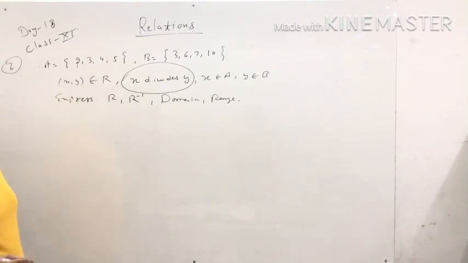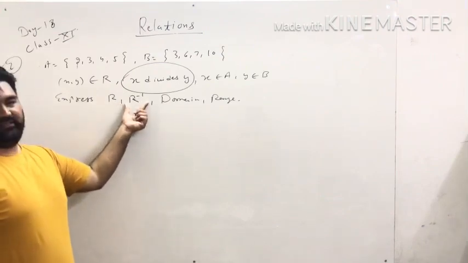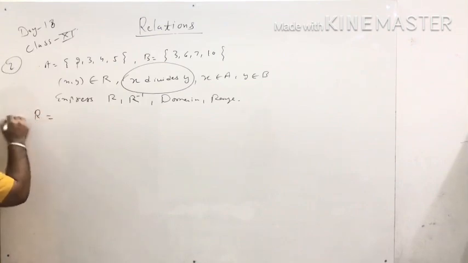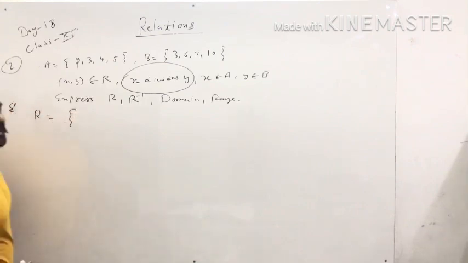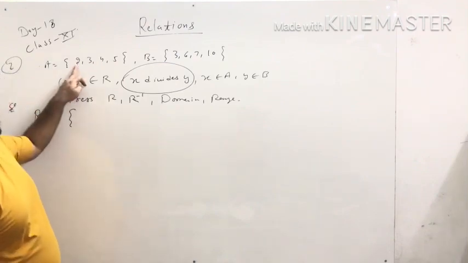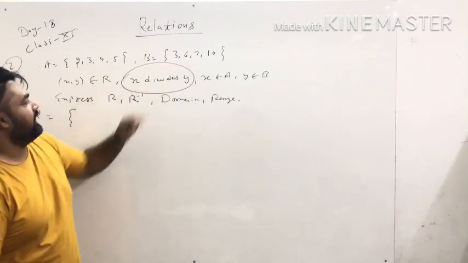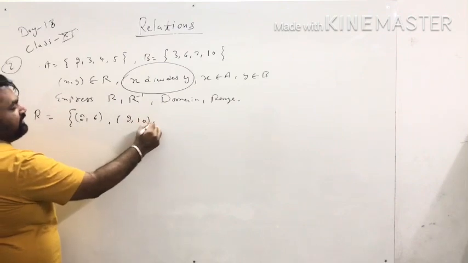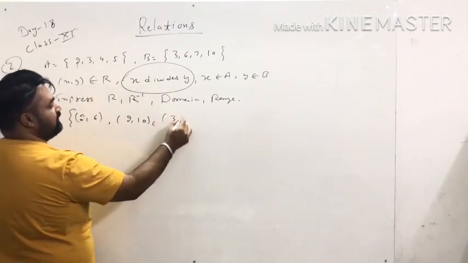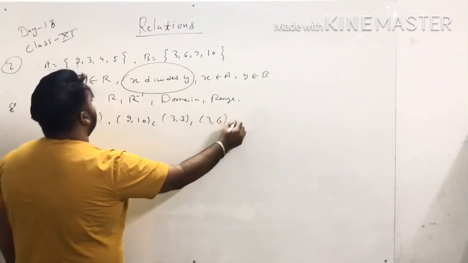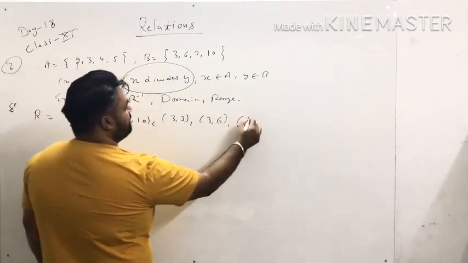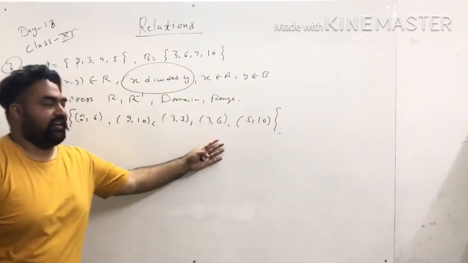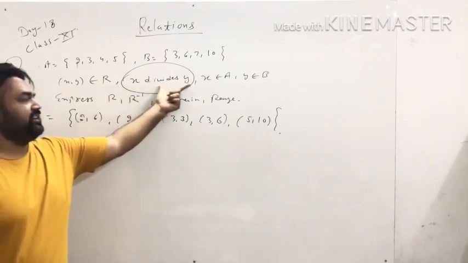Now there is a new concept, R inverse. First of all, we will find R. The condition is x divides y. Now 2 divides 6, so (2, 6), it means 2 divides 6. Then 2 divides 10. Then 3 divides 3. Then 3 divides 6. Then 5 divides 10. So these are the ordered pairs according to the given condition x divides y.